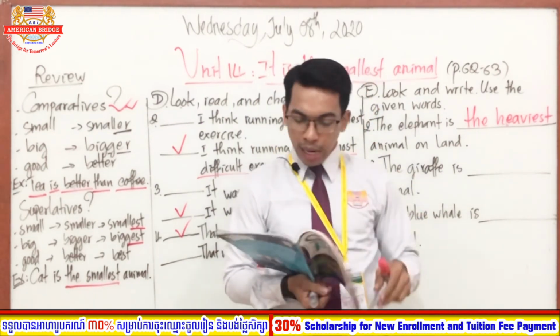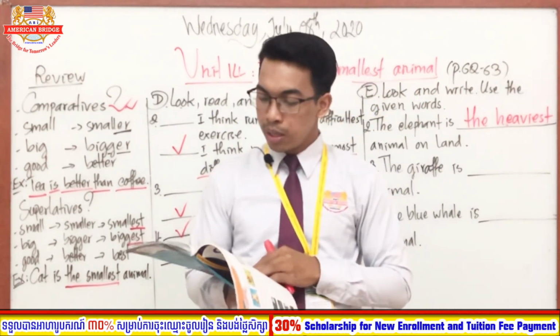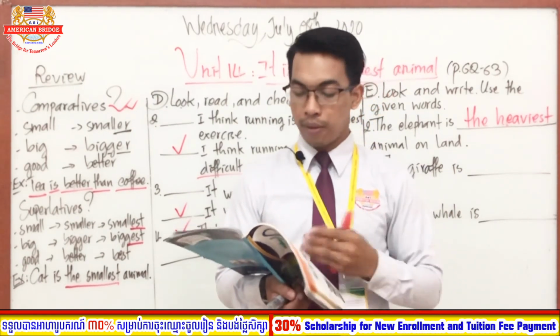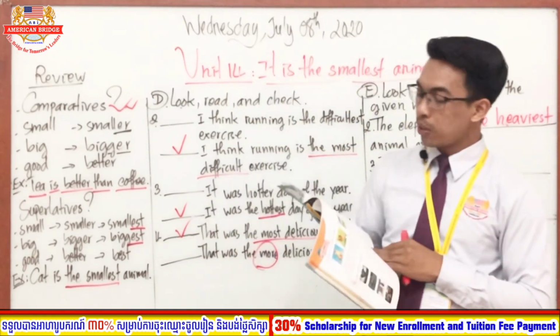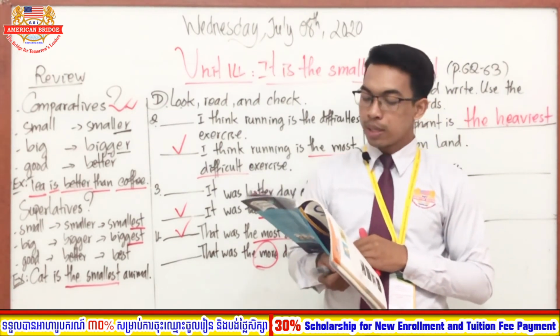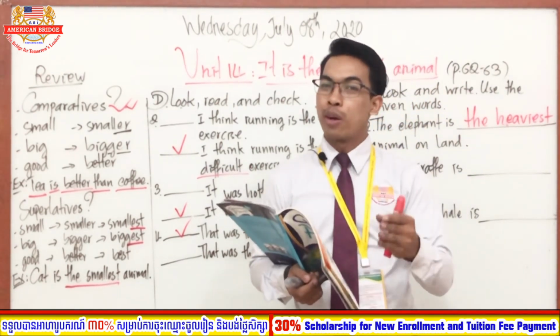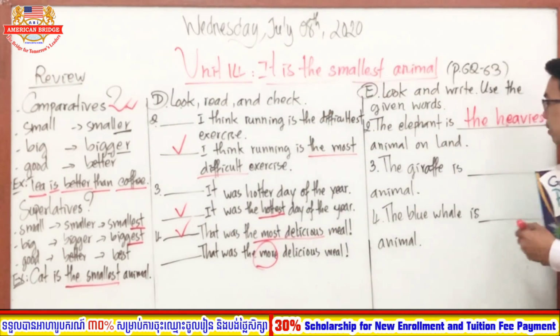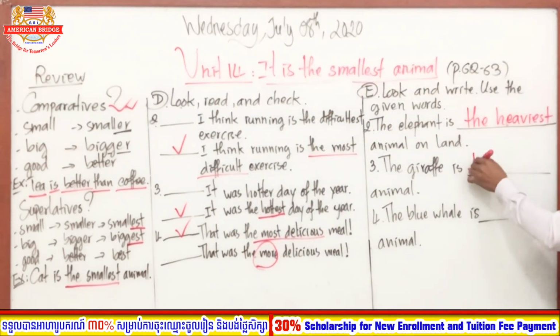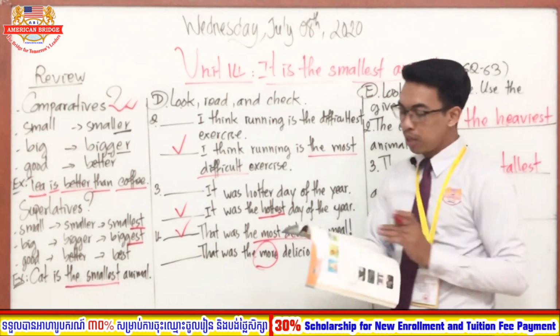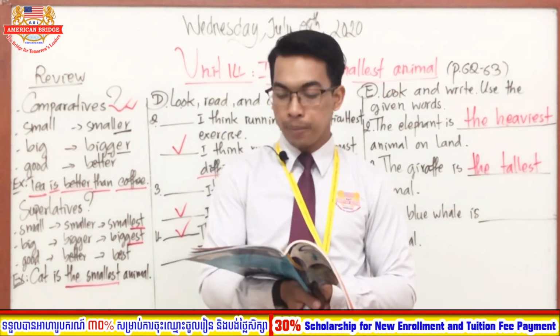Good. So now let's move on to the next word. About the picture, you see a giraffe, okay, giraffe. So we also have the adjective tall. So the giraffe is, you are right, the giraffe is the tallest animal. Very good. Let's move on to number 4, everyone.